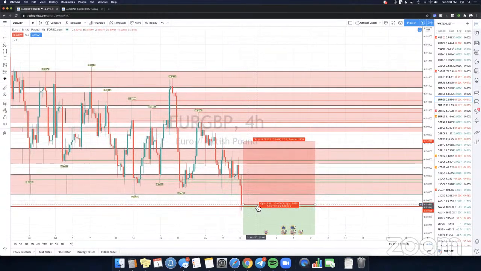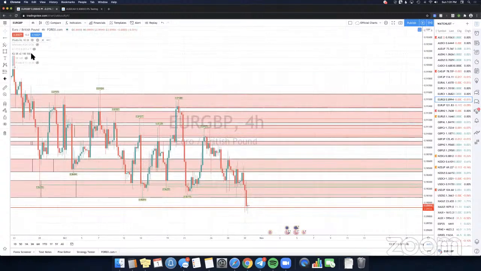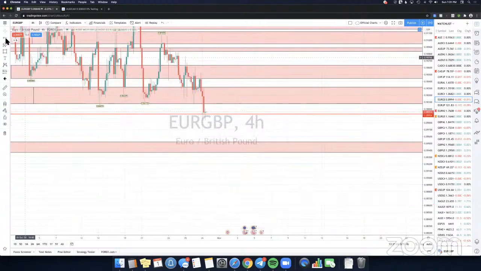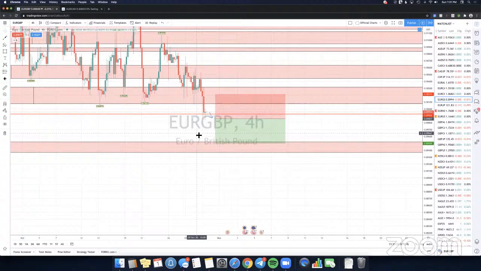So I actually wouldn't enter this yet. I would wait for price to close below it because we do have the zone right here. So once price closes below the zone, then we can probably enter a short position from there. So just be patient with that if you guys are looking at EG.